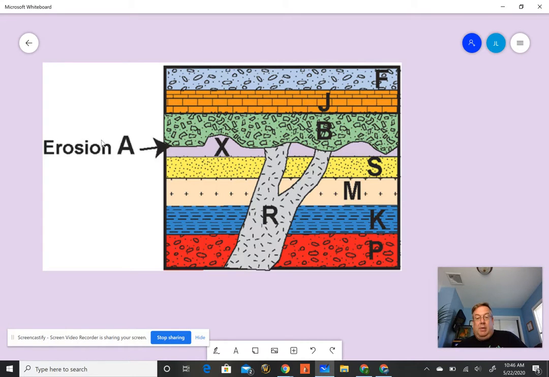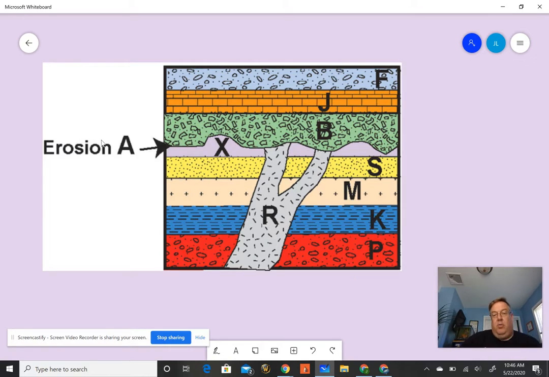All right. So that means P is my oldest, then K, then M, then S. Okay. Then layer X, then intrusion R. So P, K, M, S, X, R, then the erosion happens, erosion A, and then we go B, J, F.